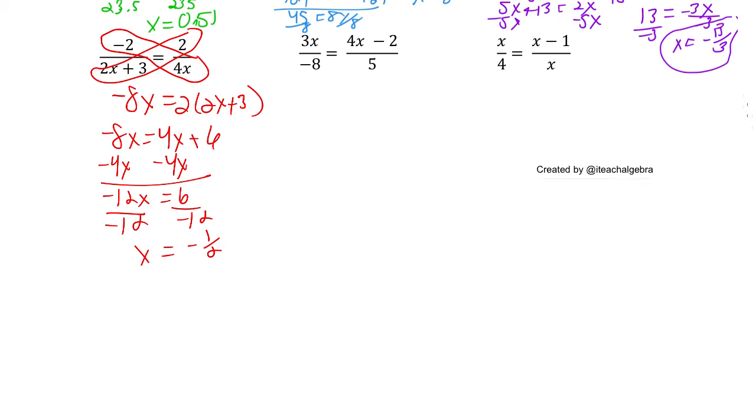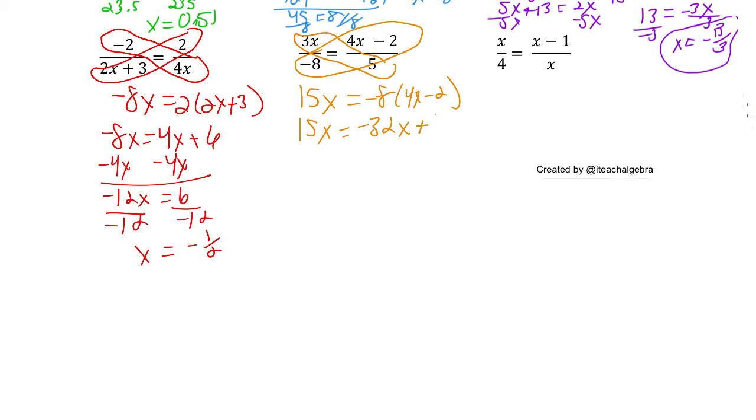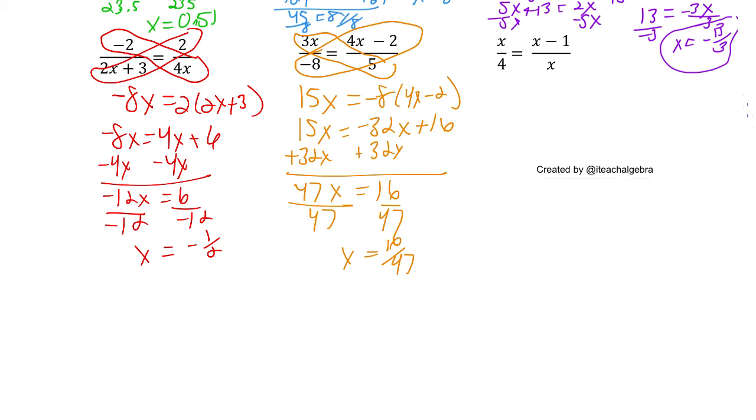Next one's yours. All right, 5 times 3x is 15x. And that equals negative 8 times 4x minus 2. Distribute: negative 32x plus 16. Let's add this 32x to each side. That's 47x is 16. Divide both sides by 47, and x is 16 over 47.